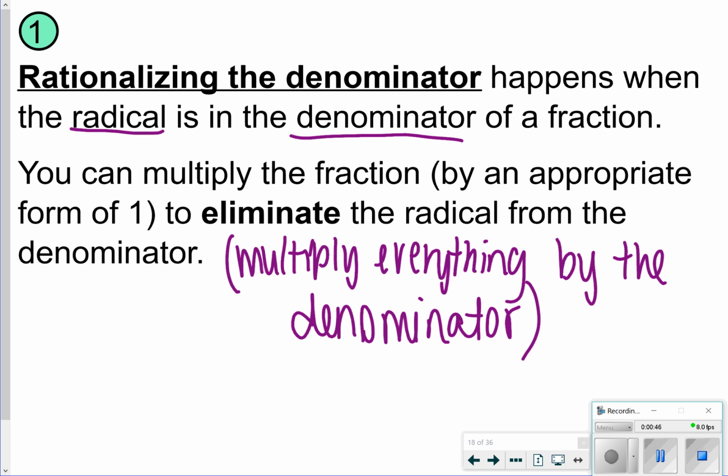And so let's go ahead and we're going to try some examples with that. Let's go ahead and pause here so you can write down what it means to rationalize the denominator, and then click play so you can see how it's done.